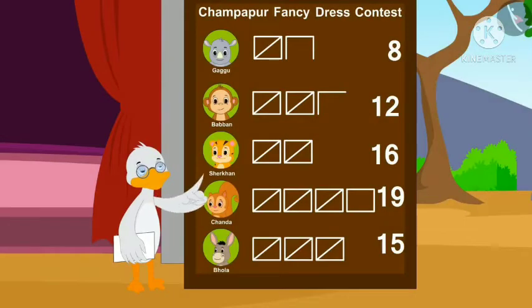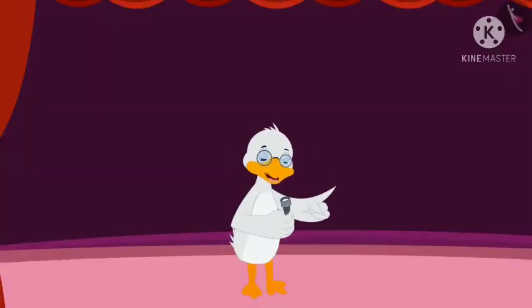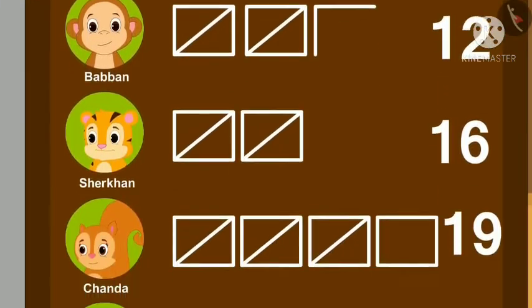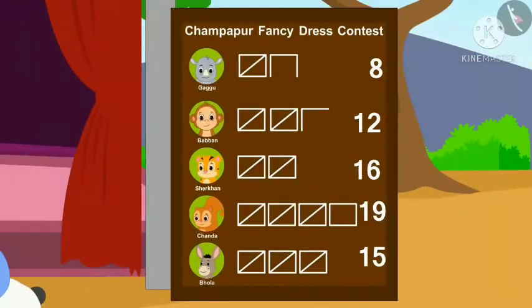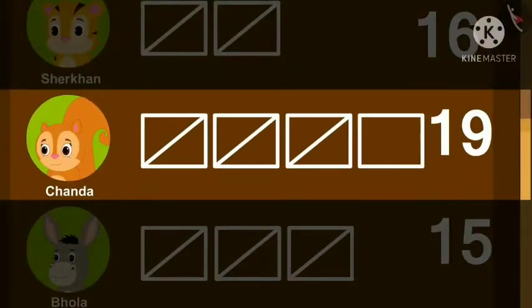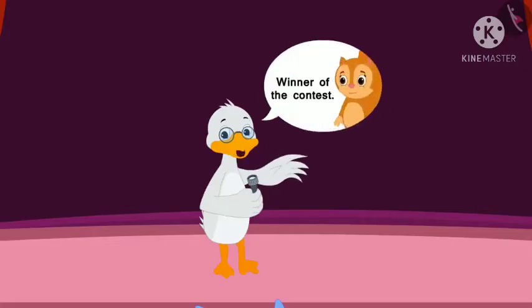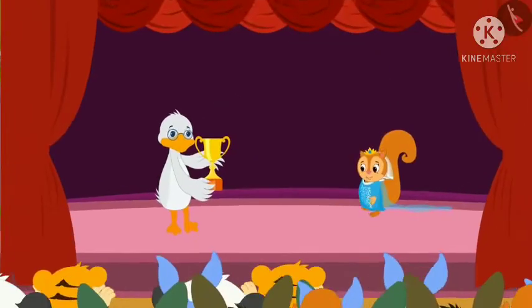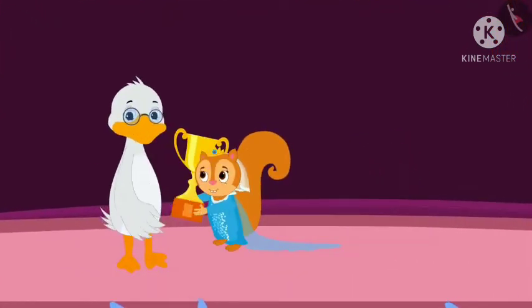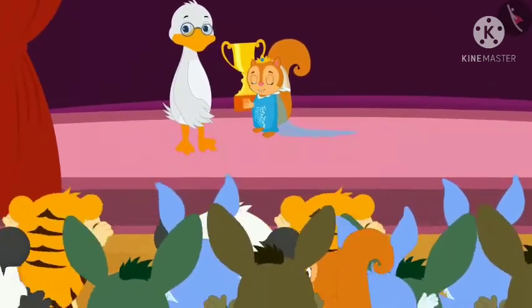Barbole uncle too, like you, counted the votes and announced the winner of the contest. Children, can you tell who won the contest by getting the most votes? Absolutely right! Chanda with the maximum votes, 19 votes, won the contest. Barbole uncle gave Chanda the trophy and the audience started clapping and cheering loudly.